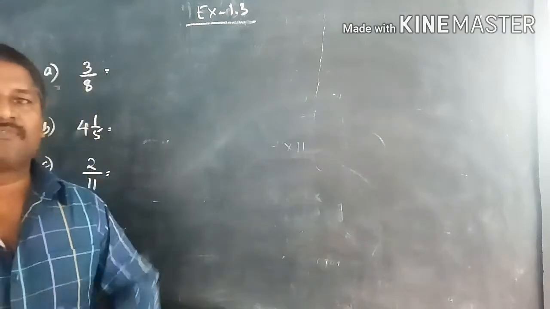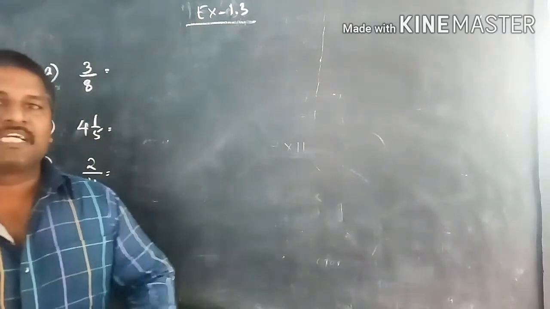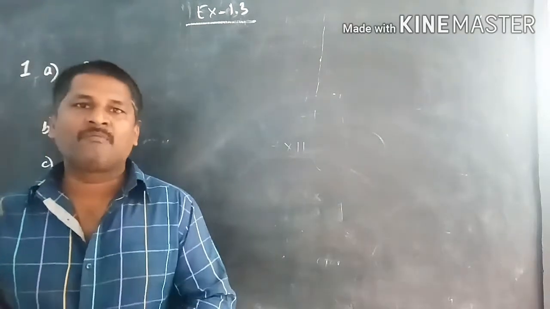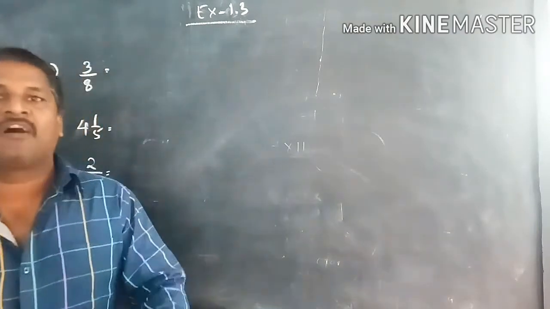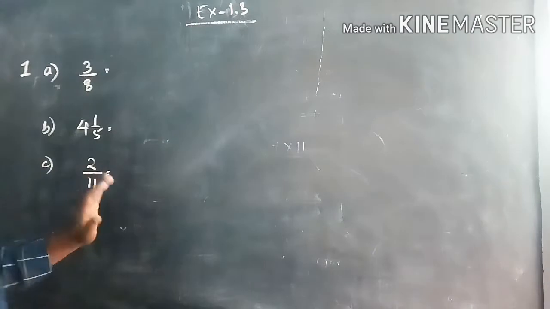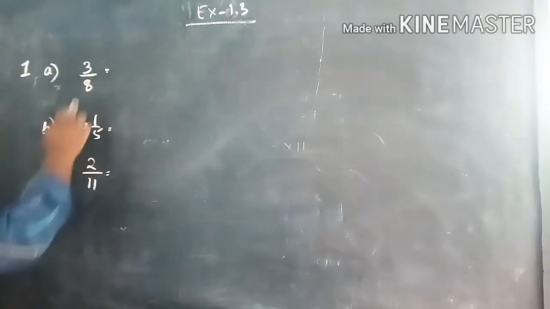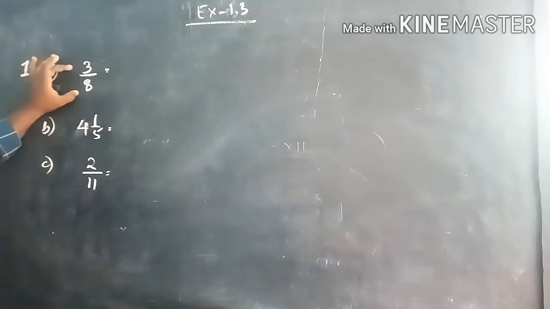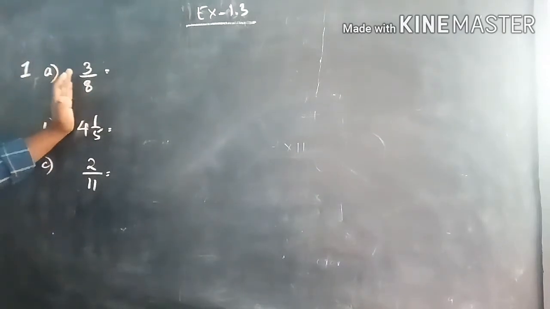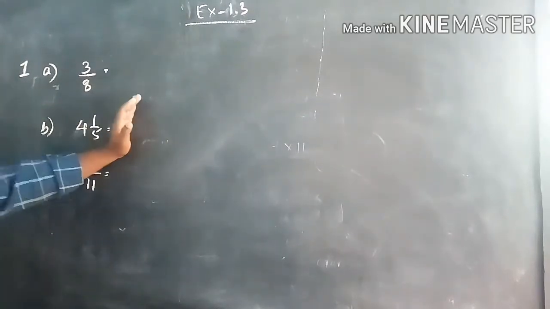In exercise 1.3, first bit is you have to change the rational number into decimal form, and as well as you have to show whether the decimal form is terminating or non-terminating. There are 3 bits selected: 3 by 8, 4 and 1/5, and 2 by 11. So first one is 3 by 8. You have to write 3 by 8 into decimal form, and show whether it is terminating or non-terminating.